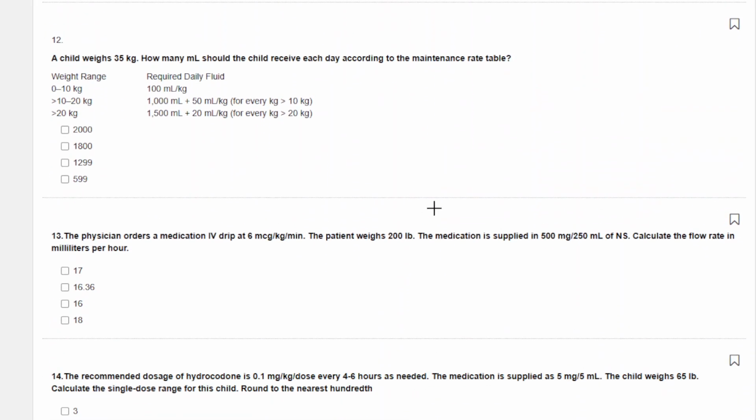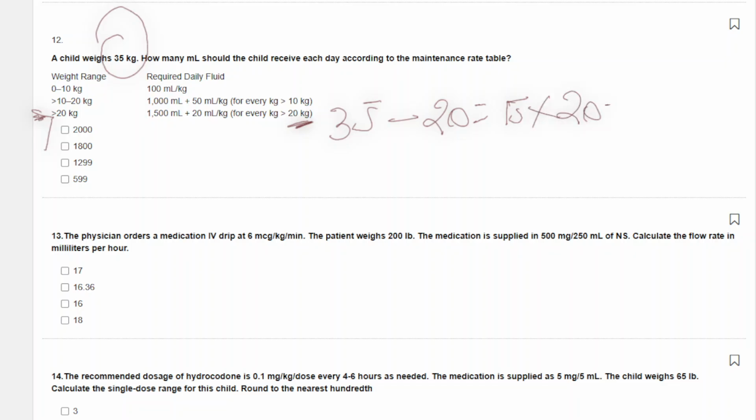Now we go to question number 12. What is the weight? Think about that, 35 kilogram. 35 is in the third tier because it is above 20. So to solve that, take 35 minus 20. Now I got 15. I'm going to take that 15 times 20. When I do that, now I got 300. Now I'm going to add the 300 to 1500. So when I add to 1500, now I have 1800 right there. This is the total fluid you will give to the patient.